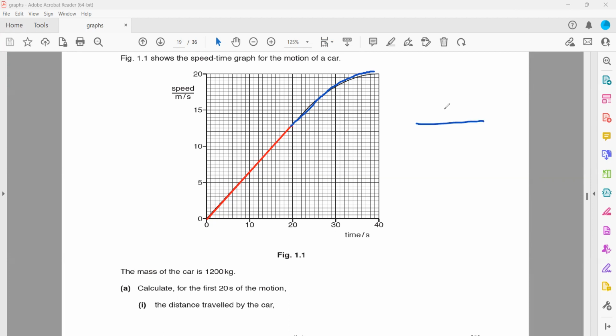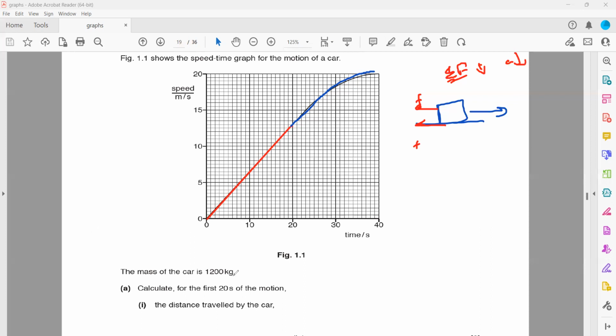Say the car is moving towards the right hand side. As the speed of the car increases, the frictional force or the air resistance on the car increases. As a result, the resultant force on the car will decrease. Smaller resultant force, smaller acceleration. That's why the slope of the speed time graph is decreasing.